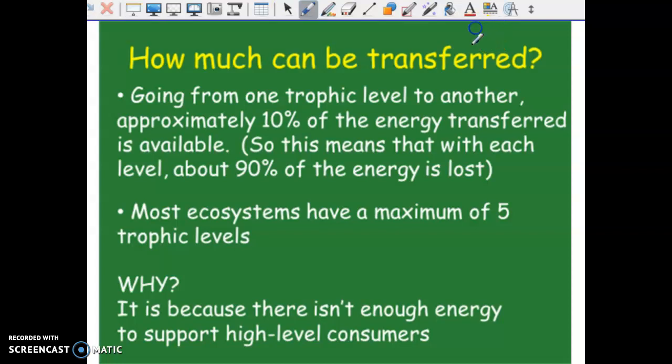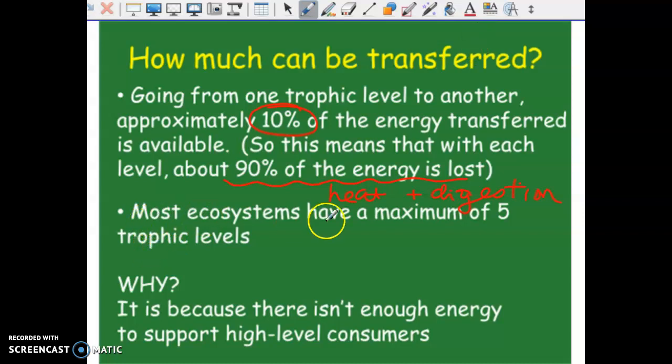So how much energy can be transferred then? Well, from each trophic level transfer, okay, so going from, let's say, producers to primary consumers, only 10% of the energy is transferred for that organism to actually use. So what happens to the other 90%? So 90% of the energy is used for those exact two reasons we just mentioned, for energy to heat up the organism's body and to digest the food itself.